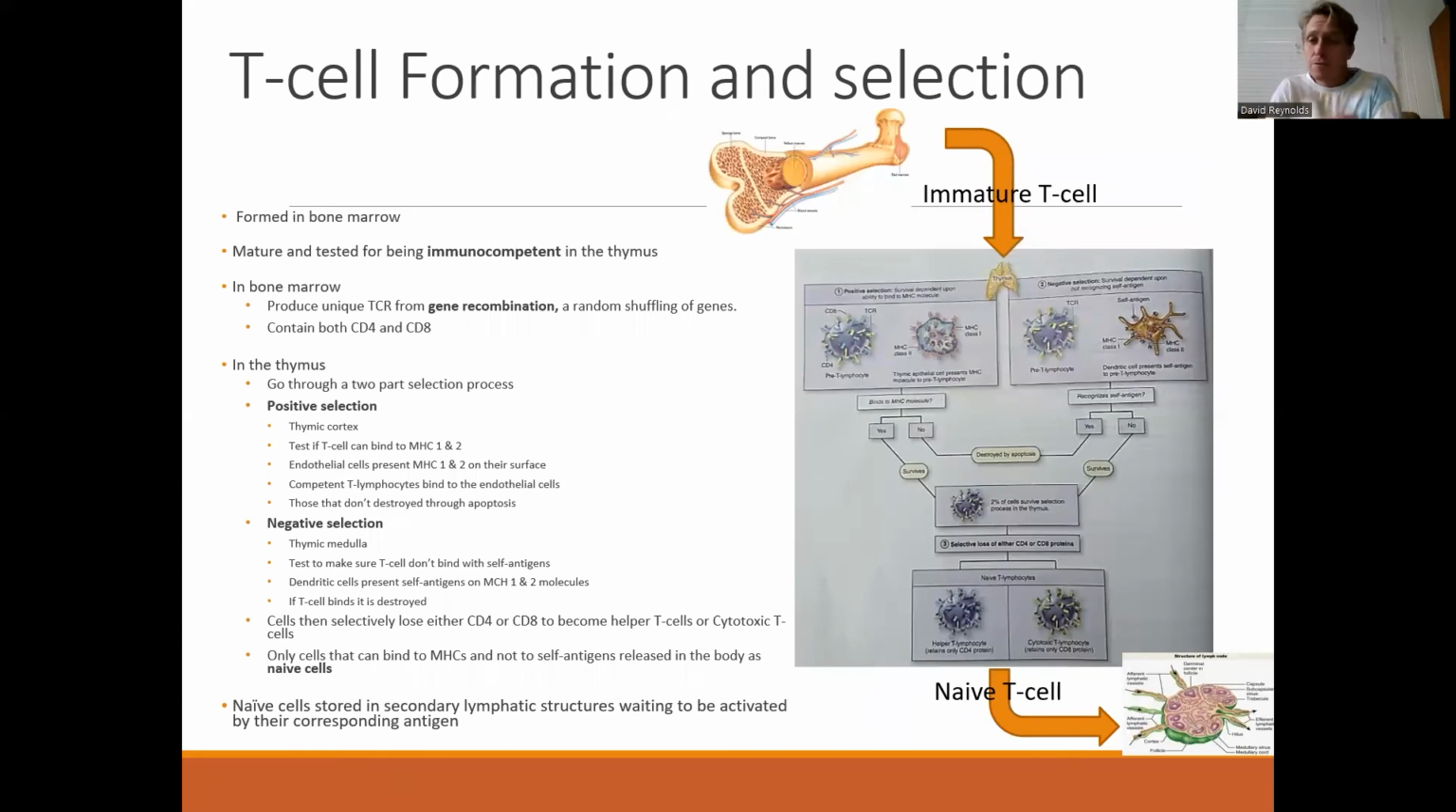Next, we're going to talk about T cell formation and selection, because you don't want T cells that are out there that are going to attack your own cells. That would be bad. But you also want to make sure you only have T cells out there that can attack some sort of specific antigen.